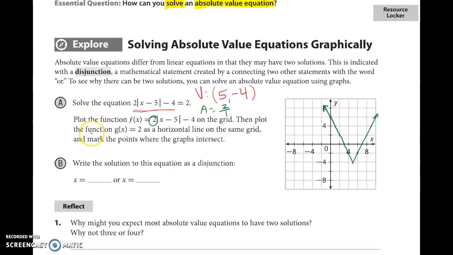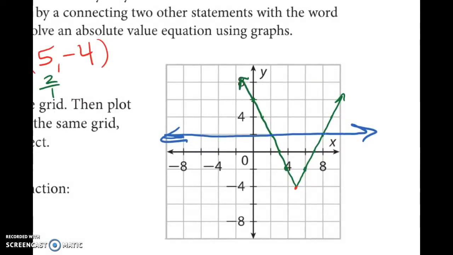So the next part says, then plot the function, which is y equals 2, or g of x equals 2, as a horizontal line on the same grid, and mark the points where the graphs intersect. So where y equals 2 is this line here. And we're looking for where they intersect. So if I put a darker dot here and here, these are where they intersect. And we're looking for the x values where these are true. So this x value here is 2, and this x value here is 8.